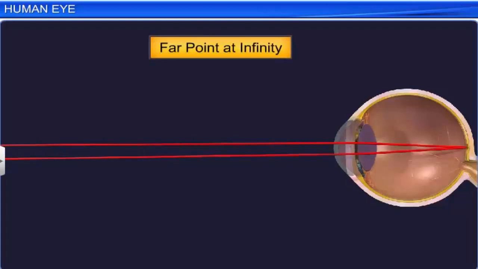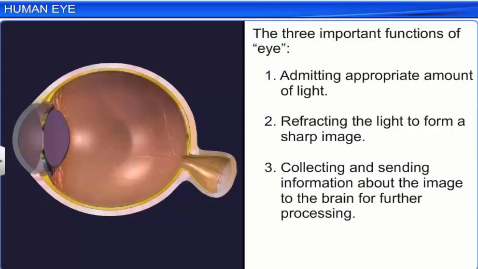We can summarize the three important functions of the eye as follows: admitting appropriate amount of light, refracting the light to form a sharp image, collecting and sending information about the image to the brain for further processing.